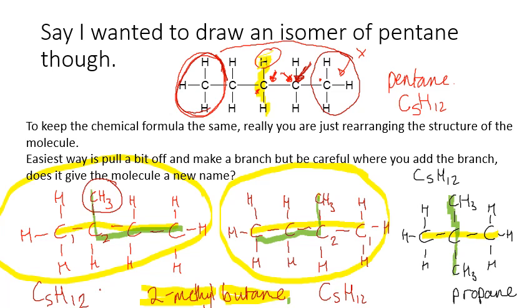And we've got 2 branches on this occasion. We've got one here at the top and one here at the bottom. So that is dimethyl propane, and they're found on carbon number 2. So we'd call that 2,2-dimethyl propane.